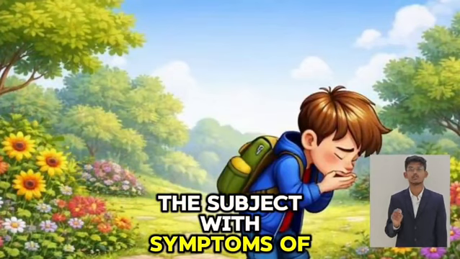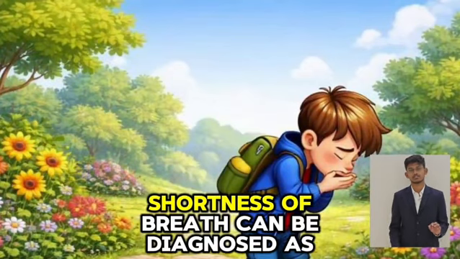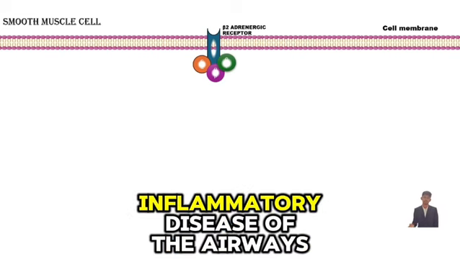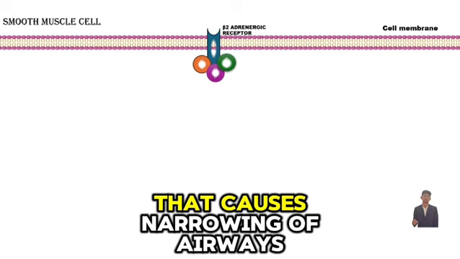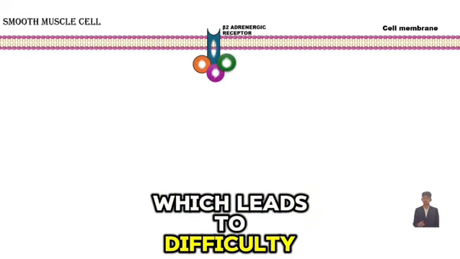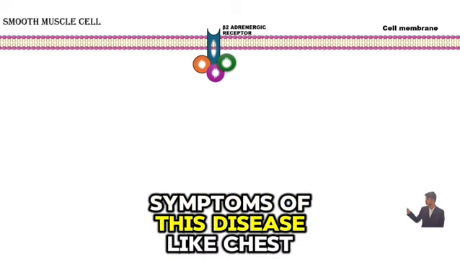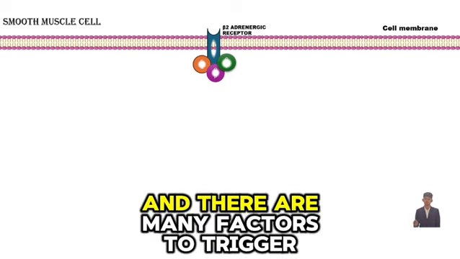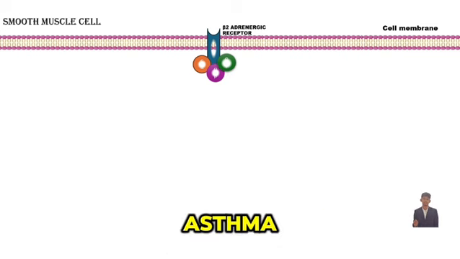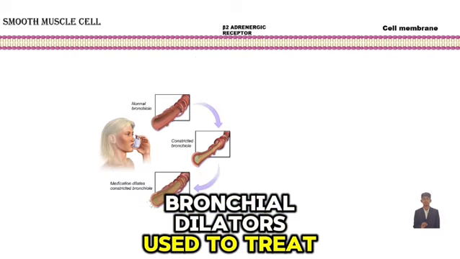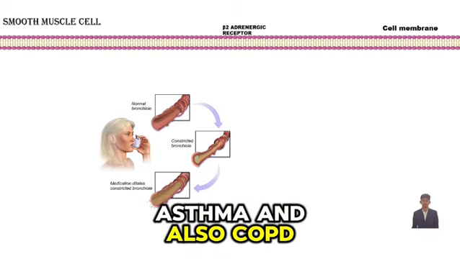The subject with symptoms of cough, wheezing, chest tightness, and shortness of breath can be diagnosed as asthma. Asthma is a chronic inflammatory disease of the airways that causes narrowing of airways and excess mucus production, which leads to difficulty in breathing. Symptoms of this disease include chest tightness, shortness of breath, and wheezing, and there are many factors that trigger asthma, like cold air and excess pollens. Bronchodilators are used to treat asthma and also COPD.